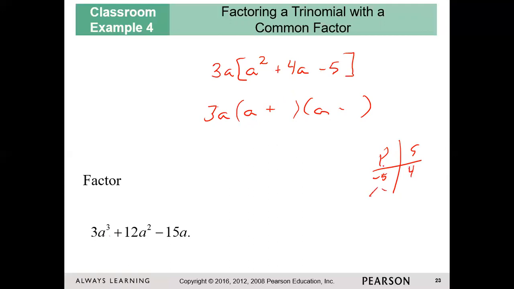And I know that my product, again, one's positive and one is negative, and it's going to be +5 and -1, because 5 plus -1 is 4. So this is going to be +5 and -1. Now we have completely factored this quadratic trinomial.